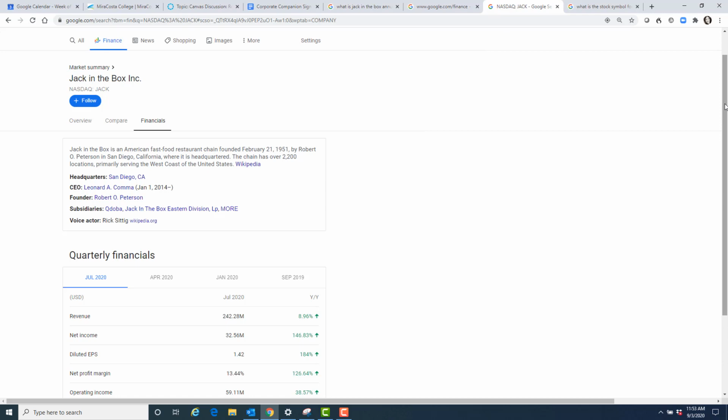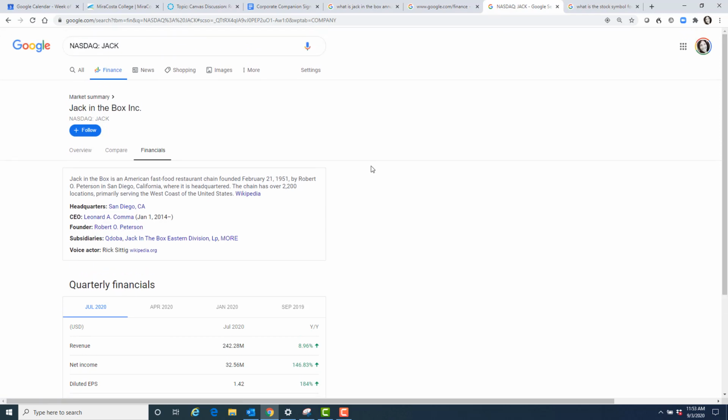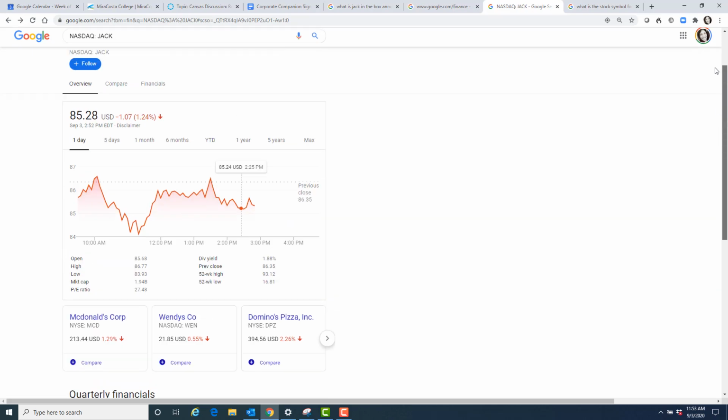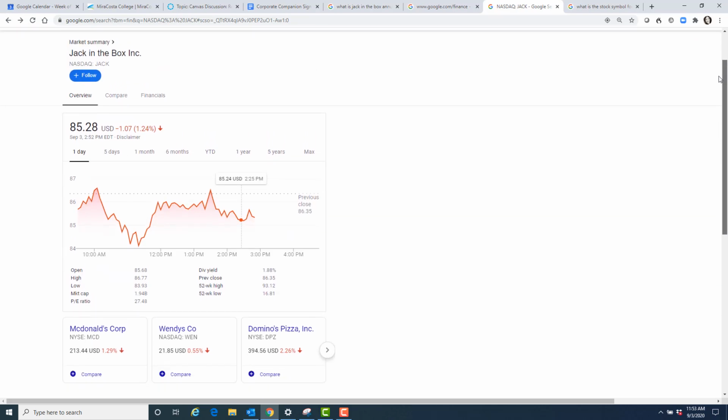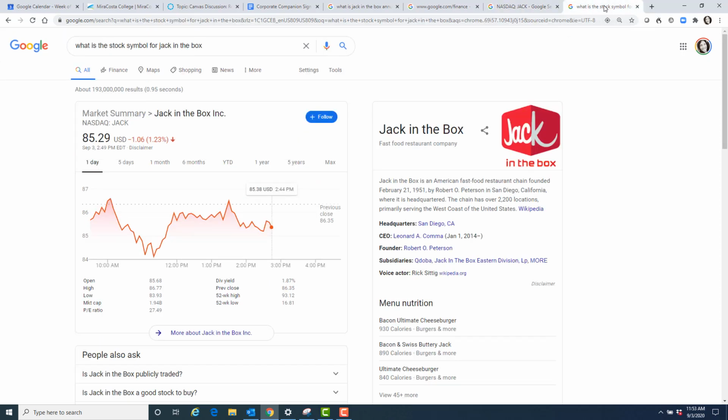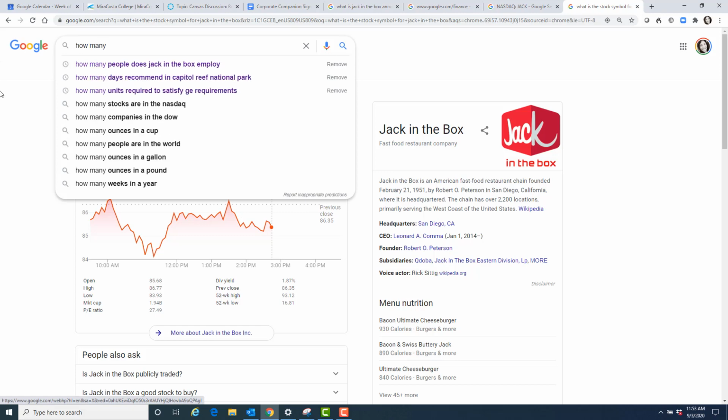But I'm going to stay in this stock quote section for Google Finance because I think there's some other stuff that I need here for the next question. So keep that tab open up here. And let's go and find out how many employees Jack in the Box has. So I'm just going to do a straight up search. How many people does Jack in the Box employ?